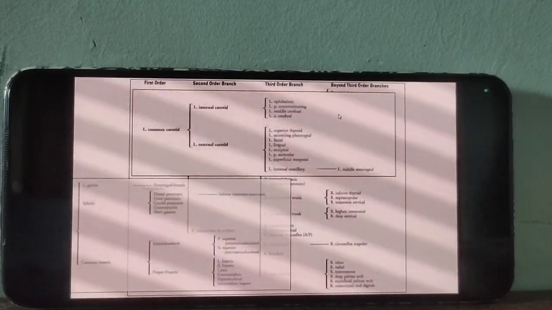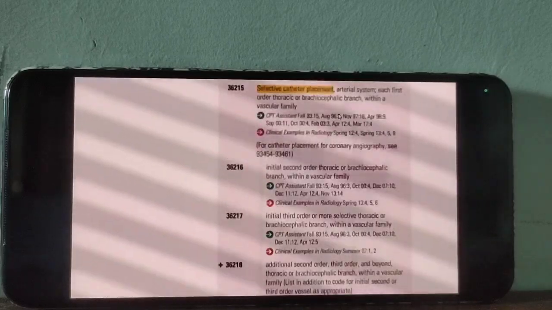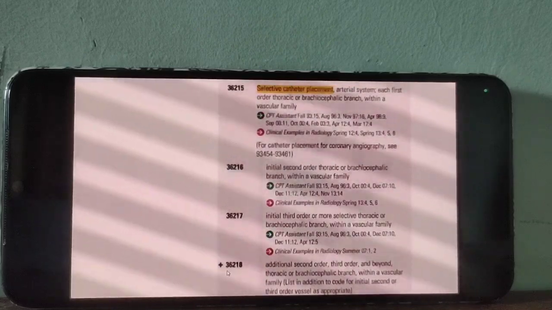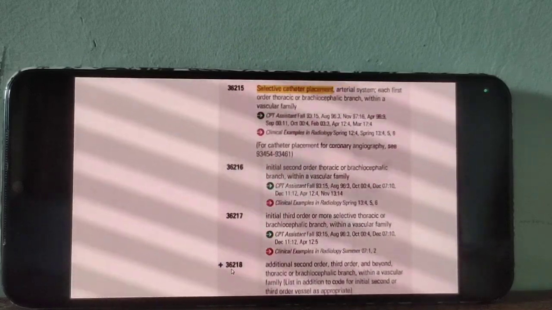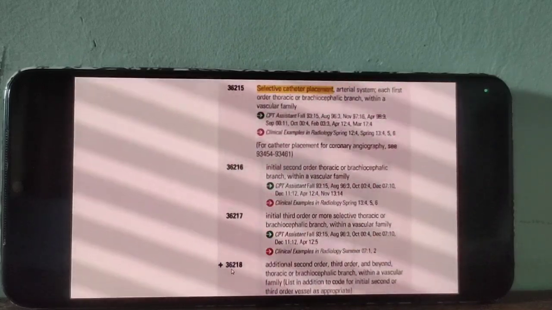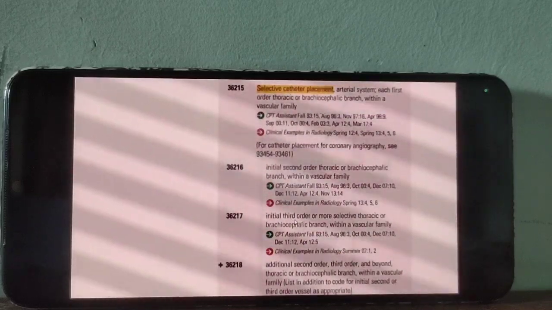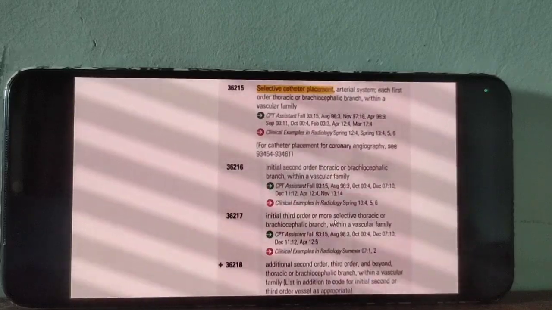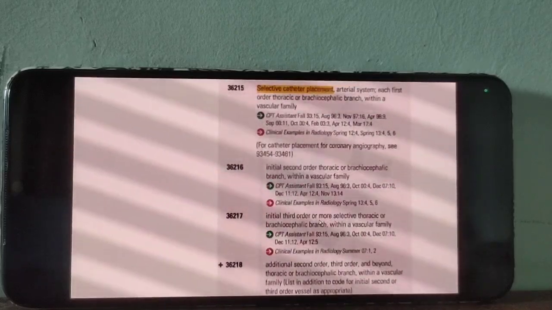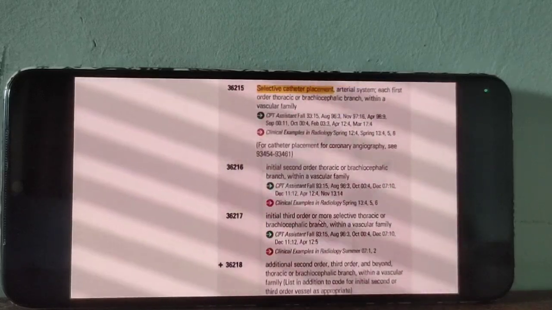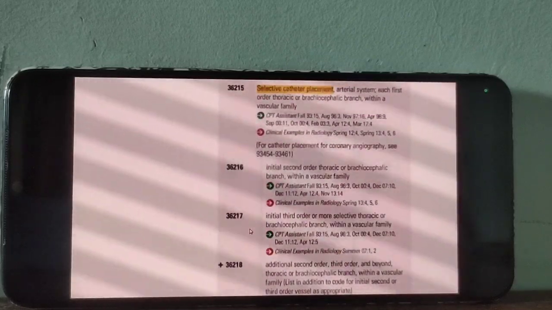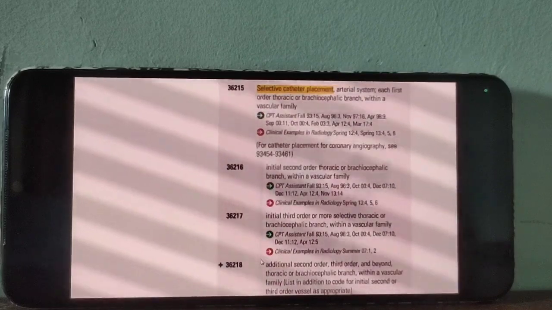So for the first one, you go for 36217. Then for the remaining 2, you go for 36218 times 2, because 36217 covers both third order and beyond the third order. So there are 3 terminations: for the first one, 36217, then for the remaining 2, 36218 times 2.